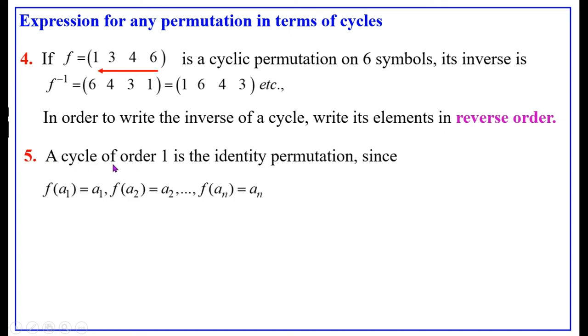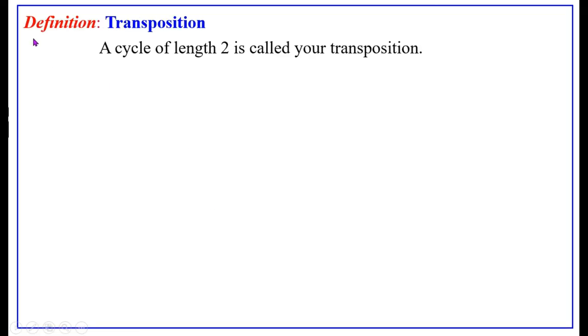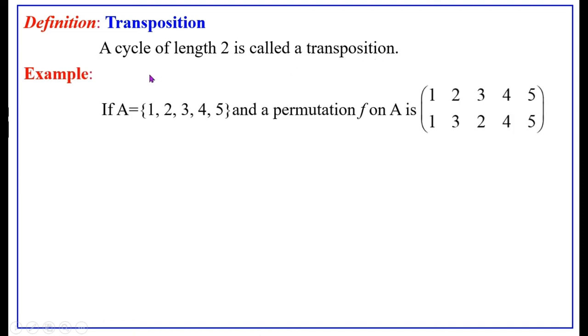Fifth point, a cycle of order 1 is the identity permutation, since f of a1 is a1, f of a2 is a2, f of a3 is a3. That is, the elements and their images remain unchanged. That is, I is equal to 1 to 1, 2 to 2, 3 to 3, 4 to 4, 5 to 5, 6 to 6. Now we'll define what is a transposition. A cycle of length 2 is called a transposition.